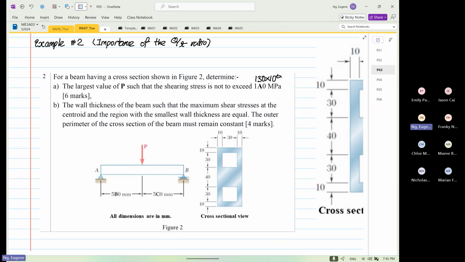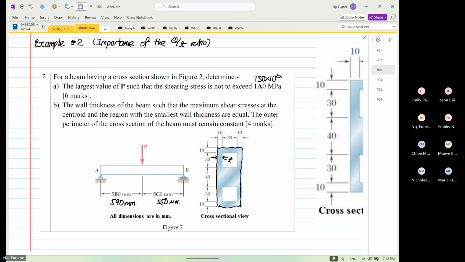The wall thickness of the beam must be such that the maximum shear stress at the centroid and the region with the smallest wall thickness are equal. The outer perimeter of the beam must remain what? Constant. So you cannot change the outer perimeter. Outer perimeter means this outside cannot change at all. This has to be fixed. You can only change the thickness, which I will highlight, is this thickness over here. And the distance between the beam is 590 millimeters, and the other one is at 550 millimeters.